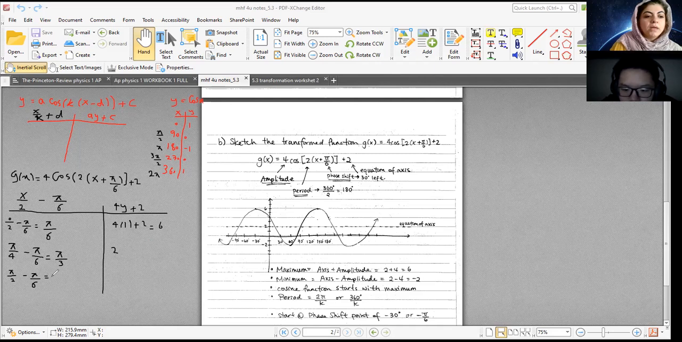3 minus 2 is 2 pi over 6, sorry. This is multiplied by 3. 2 pi over 6 is pi over 3. Maybe I just made a mistake here, guys. Maybe just put that there. 6 minus 4 is 2.